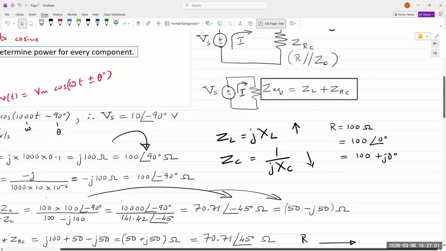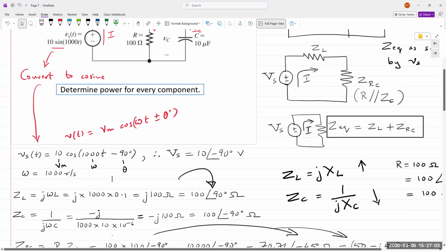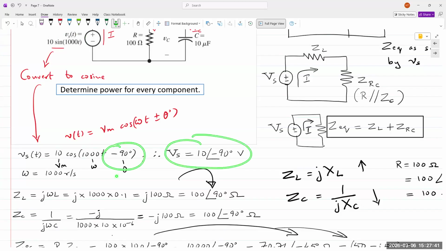So let's go ahead and do that. Represent everything by its complex equivalent. Source Vs of t is represented with its phasor Vs, and then complex impedances for inductor and capacitor. Vs is given as 10 sine of 1000 t. We need to write the phasor, so I need it in cosine. Sine is cosine with x minus 90. So 10 cos of 1000 t minus 90. The phasor is 10 with the angle of minus 90.